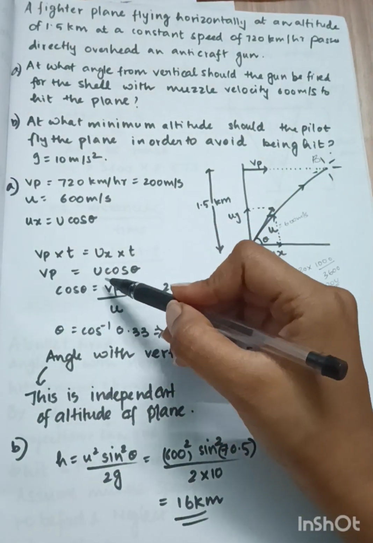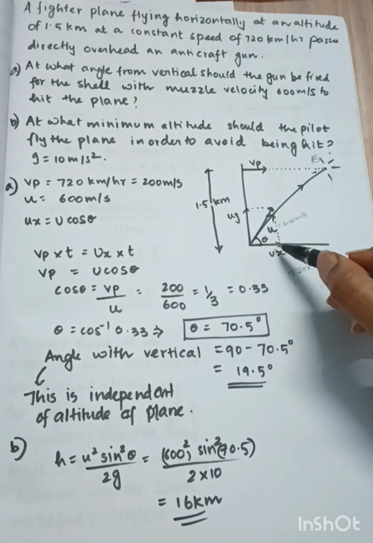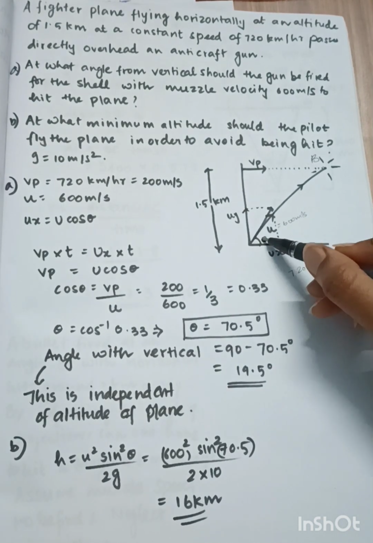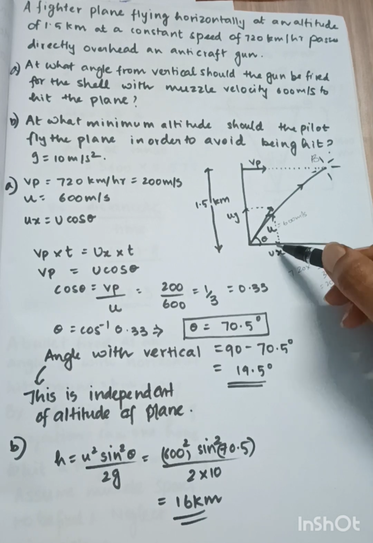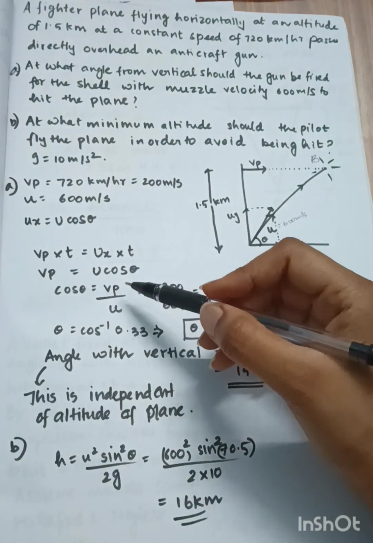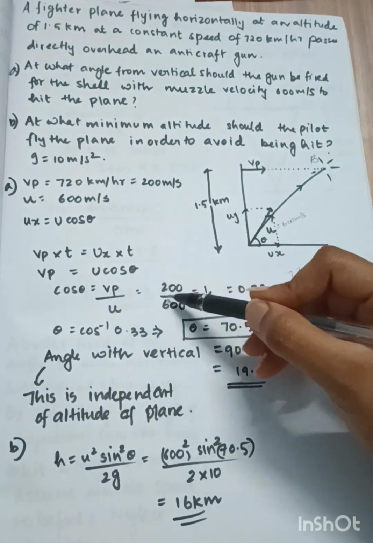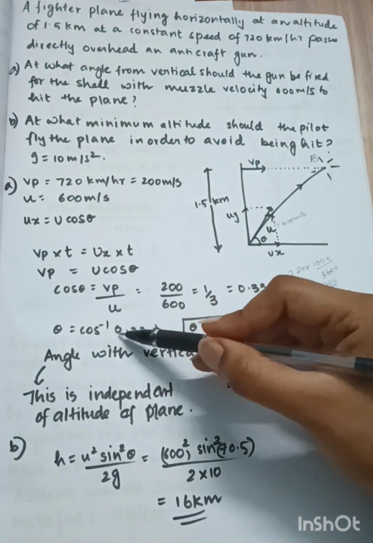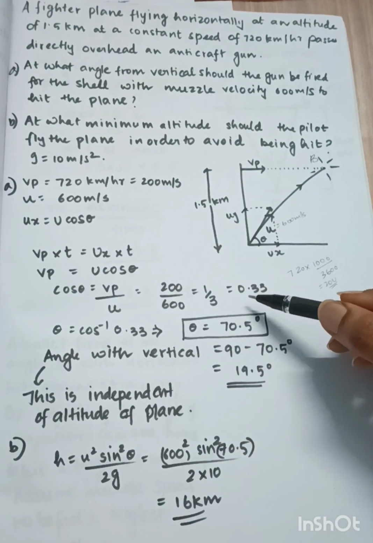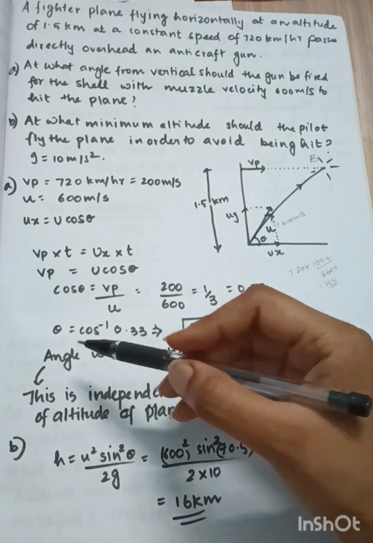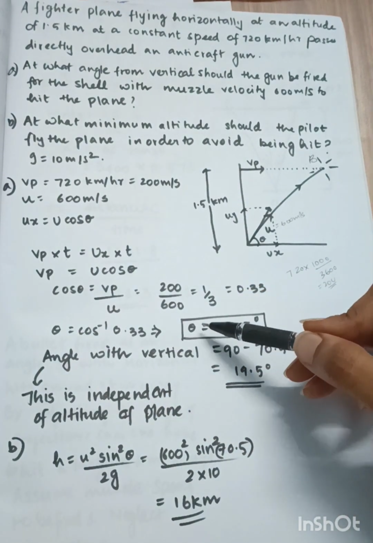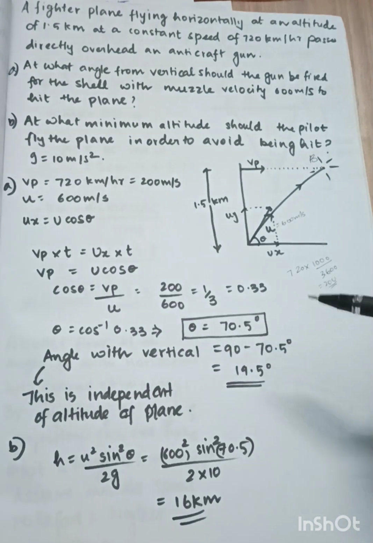Vp equals u cos theta. Why? Because if this is theta, then ux will be u cos theta. So cos theta equals Vp by u. What is Vp? Velocity of plane, that is 200 meter per second. U is muzzle velocity, 600 meter per second. That is 1 by 3, equals 0.33. So theta equals cos inverse 0.33. From this we are getting theta as 70.5 degree.